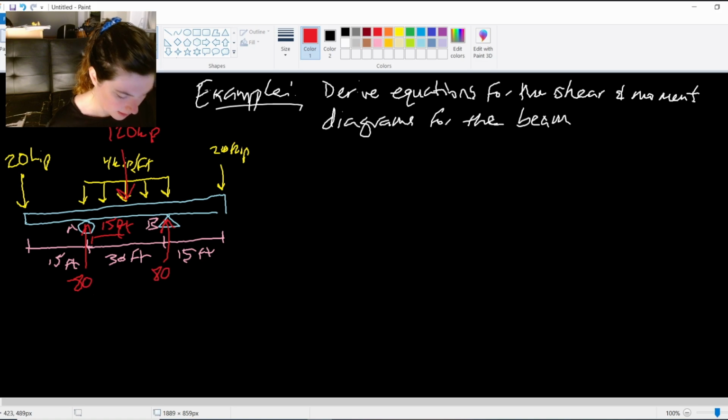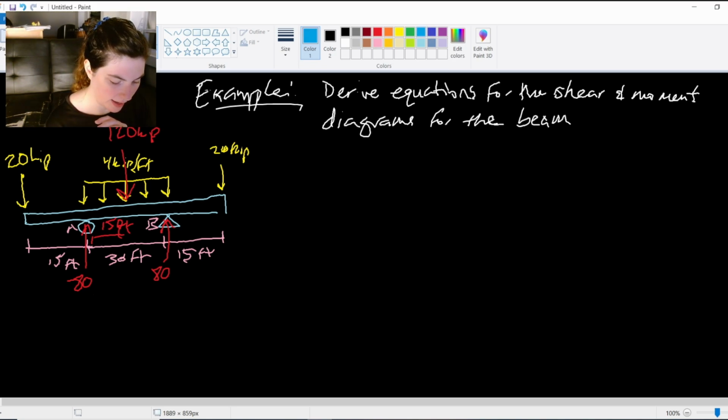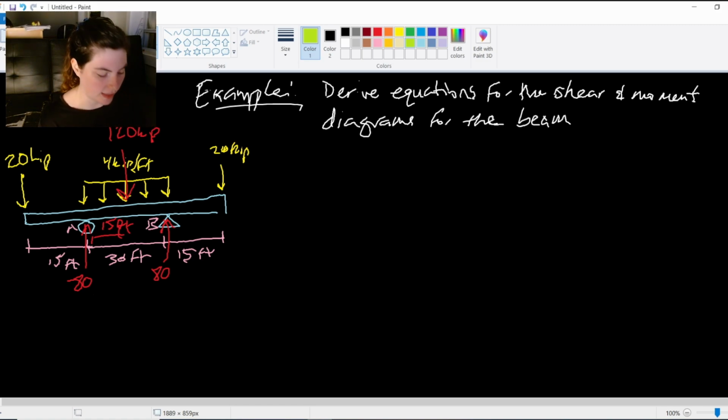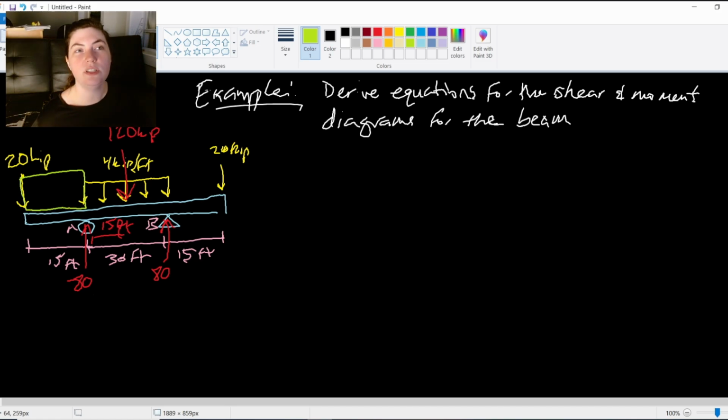80, 80. Perfect. Now I have those support reactions. I'll start splitting this thing up. Notice that in this case, I have 3 regions of load continuity. I have this first region starting at the 20 kips and going until we hit that distributed load. This area here. Now notice that our distributed load and that 80 kips both hit at the same point.